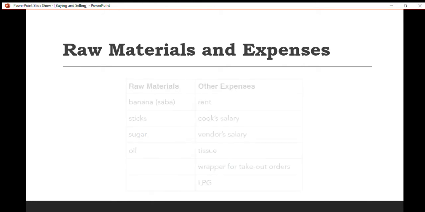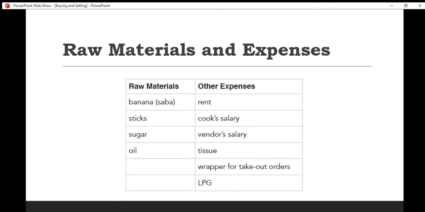Okay, so let's say that the raw materials and the expenses that we need in order to put up this small business of selling banana cues are the following. So we have the raw materials, which are bananas, especially the saba, the banana cue sticks, sugar, as well as oil. However, meron tayong ibang expenses that we also have to take note because the banana cues will not become banana cues by themselves, 'di ba?